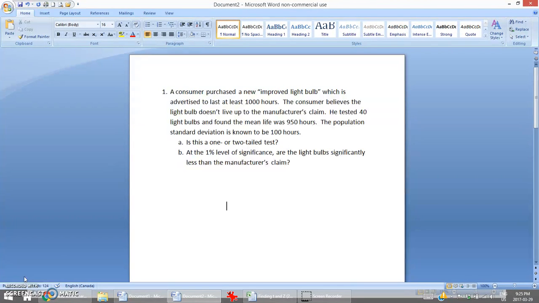In this example, a consumer purchases a new light bulb advertised to last at least 1,000 hours. The consumer believes the light bulb doesn't live up to the claim, so he tested 40 light bulbs and found the average life was 950 hours. The population standard deviation is known to be 100 hours. A couple of questions we can answer: is this a one or two-tailed test? And at the 1% level of significance, are the light bulbs significantly less than the manufacturer's claim?